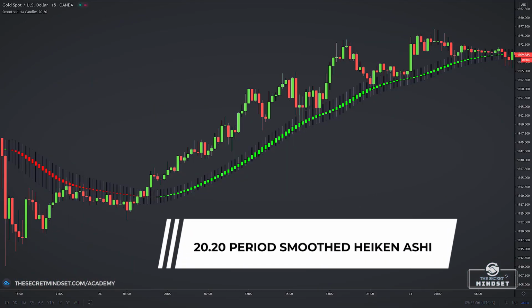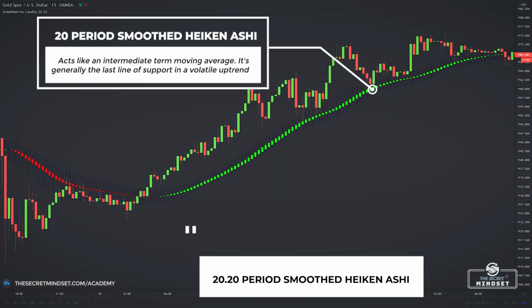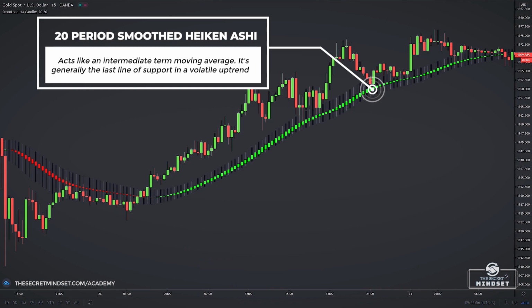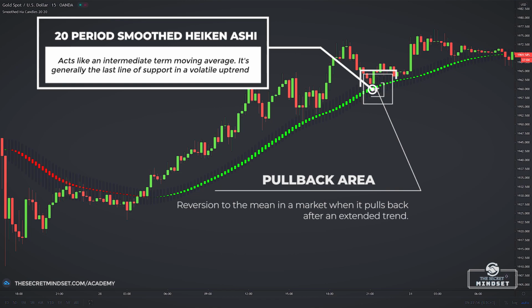The 20-period Smoothed Heiken Ashi acts like an intermediate term moving average. It's generally the last line of support in a volatile uptrend. To me, it's the reversion to the mean in a market when it finally pulls back after an extended trend.